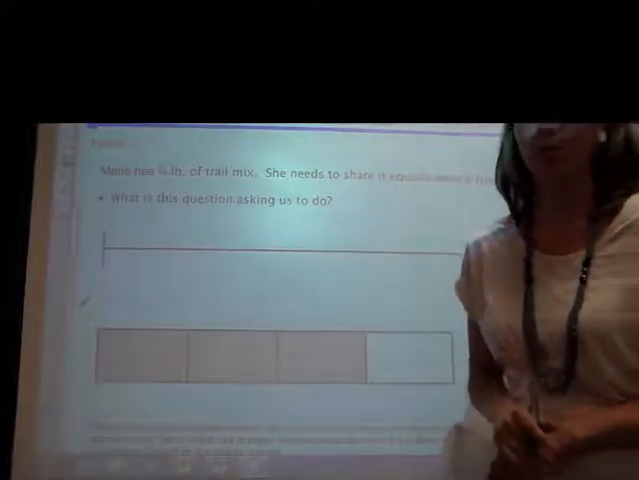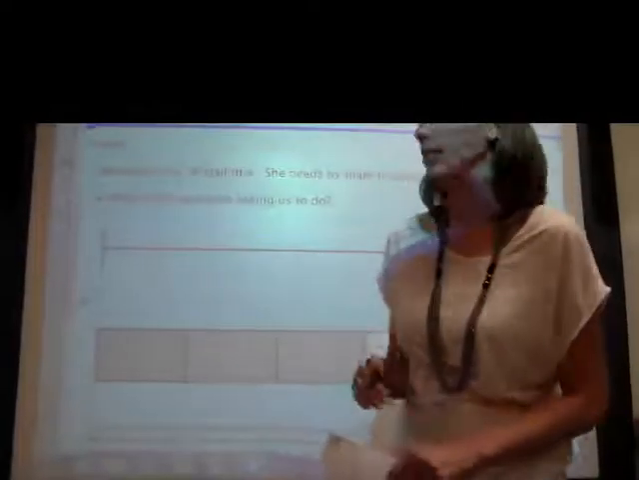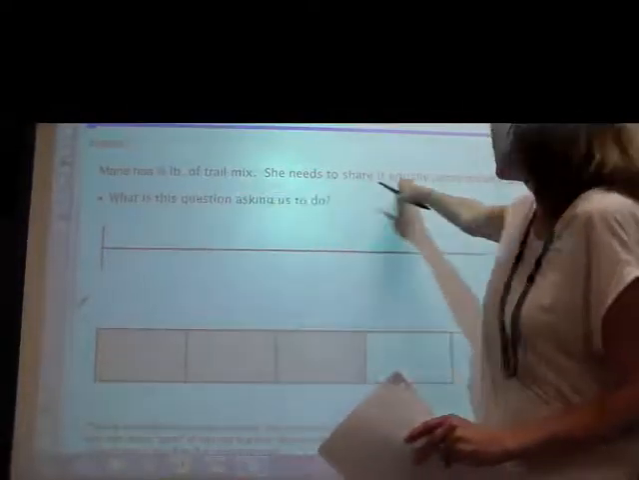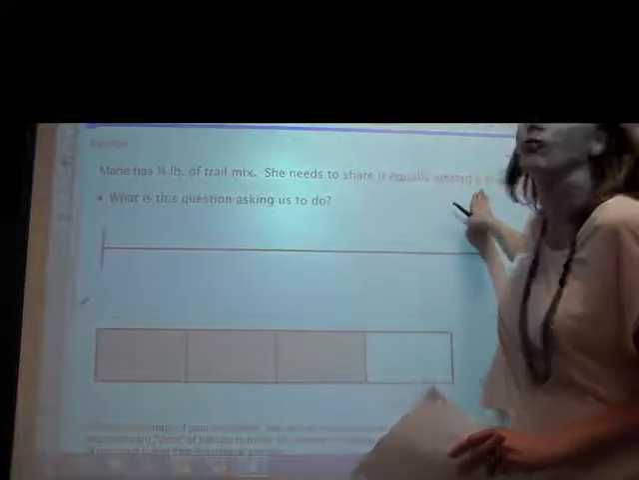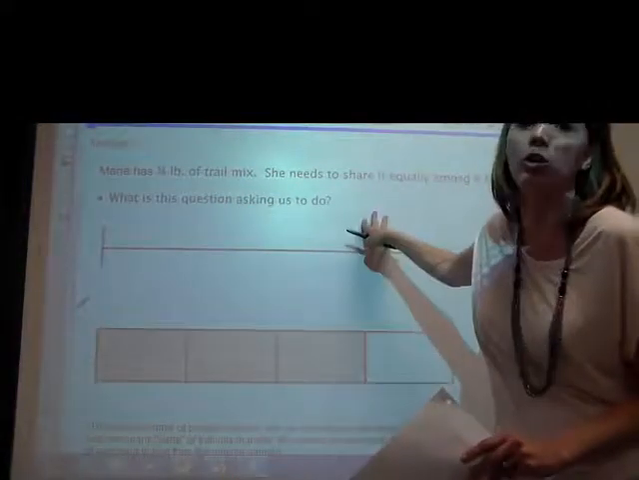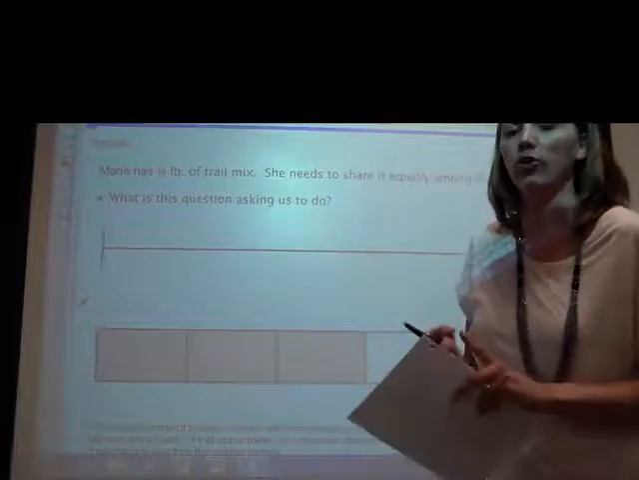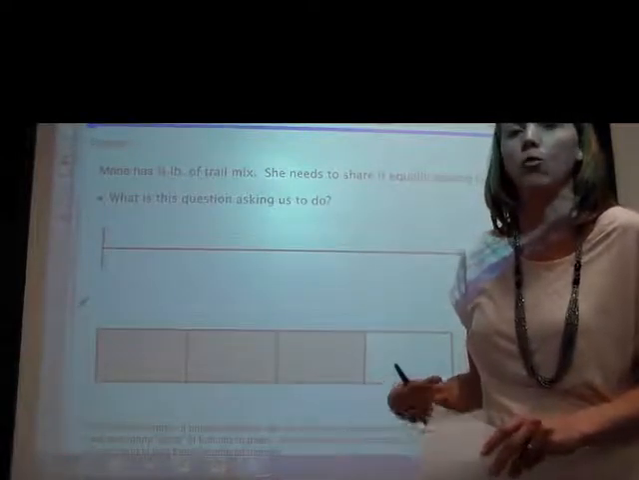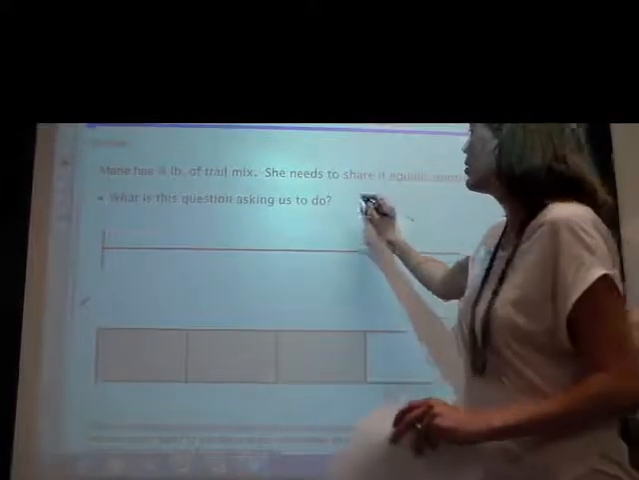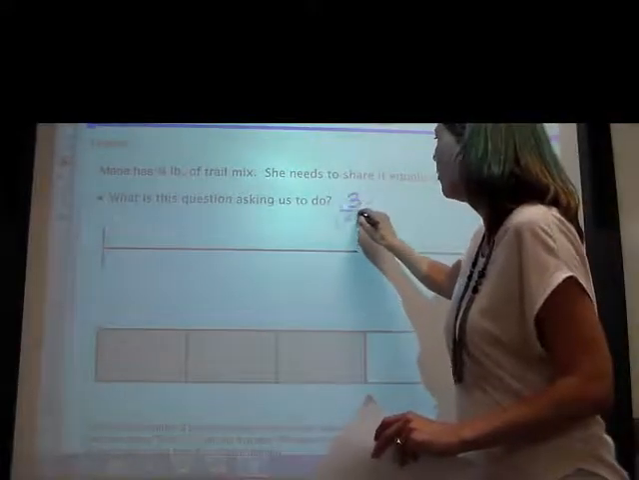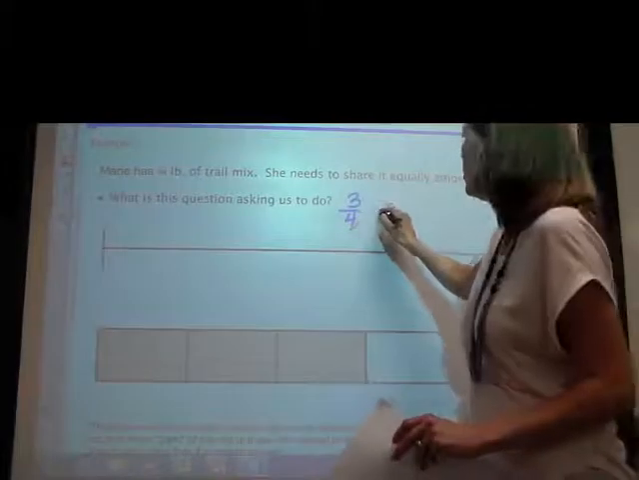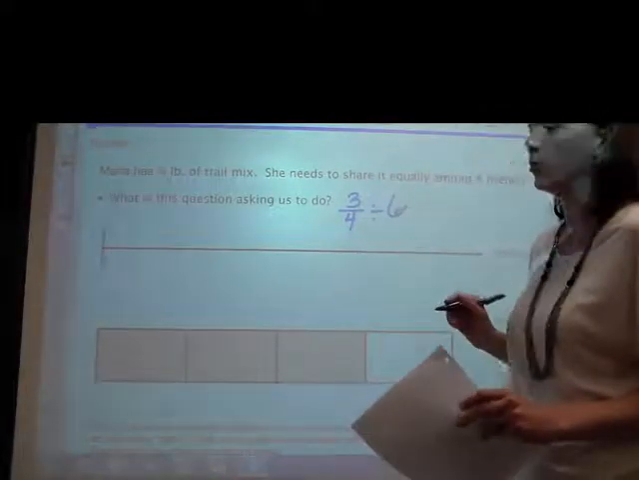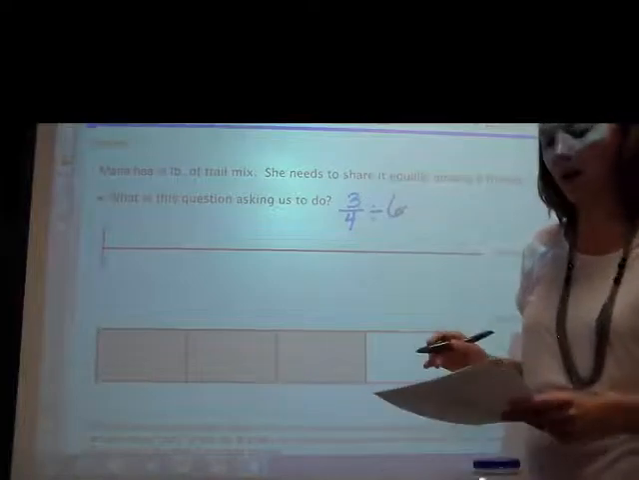So the first thing we need to do is figure out what the question is asking us. We have 3/4 of a pound. We need to share it equally among 6 friends. So when we share something, the operation, we could choose from adding, subtracting, multiplying, or dividing. If you're sharing something, then you would be dividing. So we're dividing what we have, 3/4 by 6. Okay? There's a couple different ways that we could represent this as models.